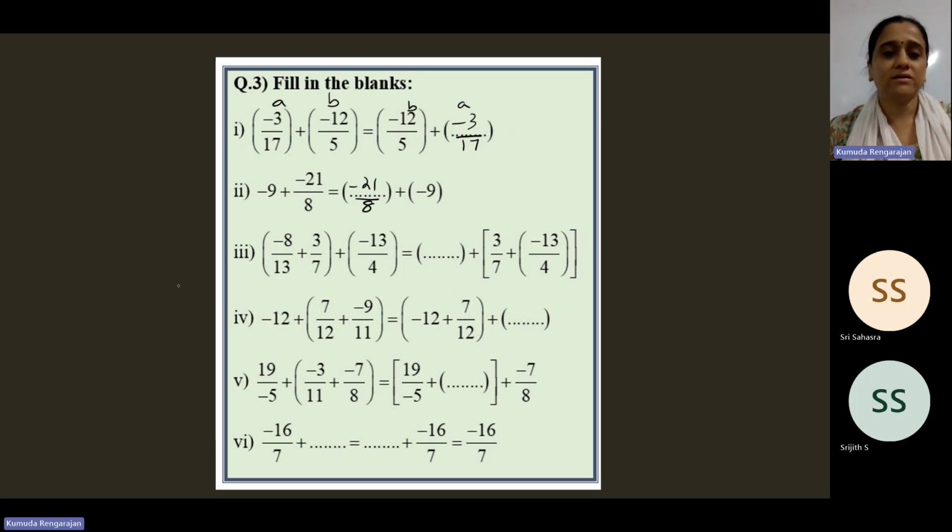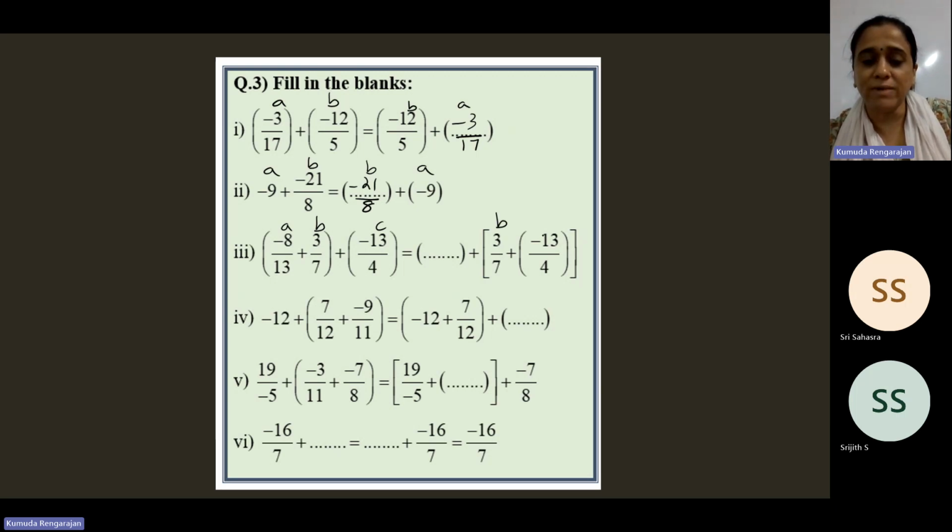The second one, this is A, this is B. What is A plus B equal to? B plus A. So you have B here. So we should write A here. Now in the next one, we have 3 numbers. This is A, this is B, this is C. Now what is this 3 by 7? It's B. What is minus 13 by 4? It is C. Then what should come here? Minus 8 by 13. A should come here. Minus 8 by 13. You just write the letters on it. A, B, C. And on the other side, we have B and C. We don't have A. So whatever is A, that should come in the blank.